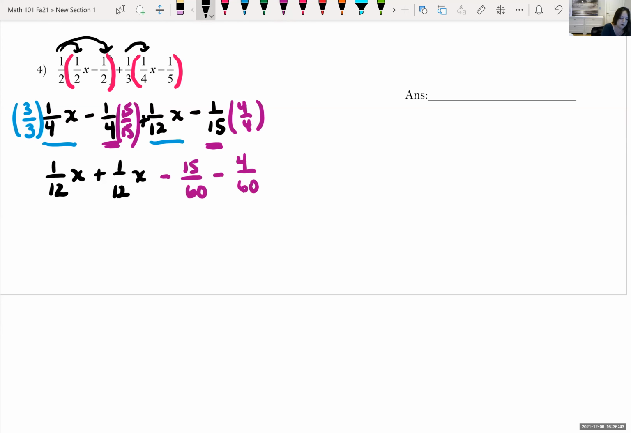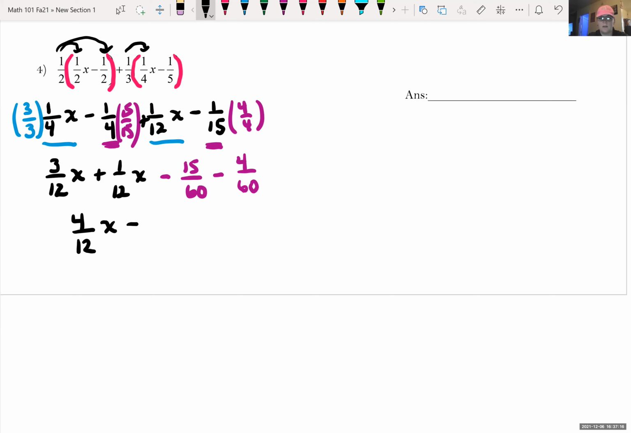So combining like terms, 1/12 x. That first 1/4, when you times it by the 3 over 3, shouldn't it be 3/12? Thank you. Yes. Thank you for stopping me. So that should have been 3/12 x. So 3/12 x plus 1/12 x. Combining those together, 3 plus 1, so that's 4. Keep the denominator the same, 12x.